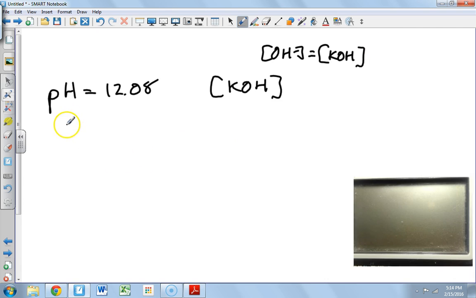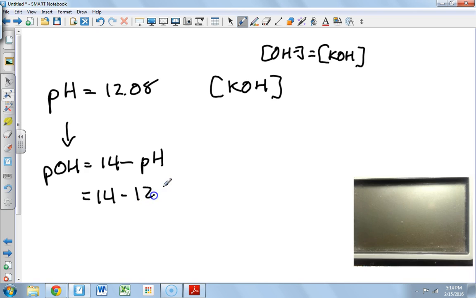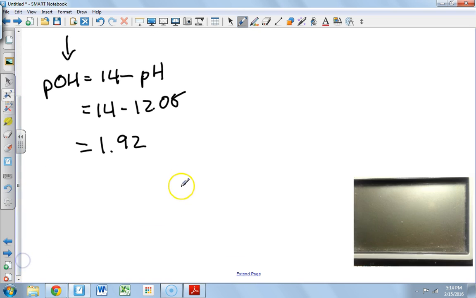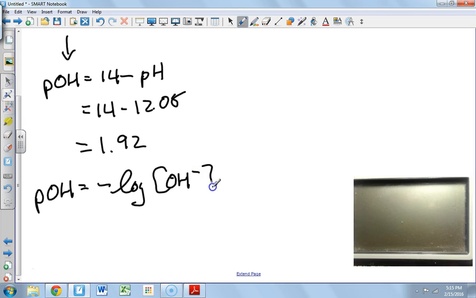So knowing that, what we can do is calculate the concentration of the hydroxide ion. Well, how do we do that? We need to find the pOH. And so the pOH equals 14 minus pH. That's going to be 14 minus 12.08. And so the pOH in this case equals 1.92. Now, that's not the concentration, though. Remember that pOH equals negative log of the concentration of the hydroxide ion.